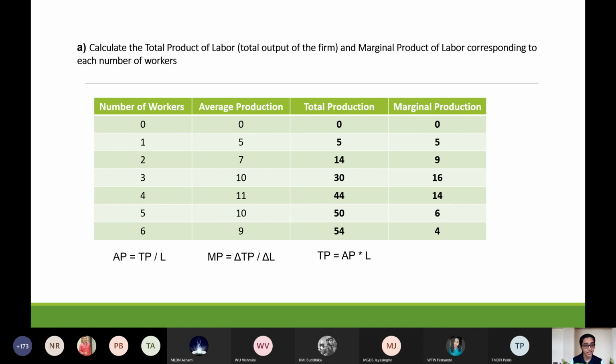So TP equals AP into L. Okay, average production into L is basically the total production. That is how we are getting the total production. From that equation, we can get the values. So 0 into 0 is 0. 1 into 5 is 5, 2 into 7 is 14, and 3 into 10 is 30, likewise. Okay? How are we going to get the marginal production? Delta TP divided by delta L. So that is your equation for marginal production.